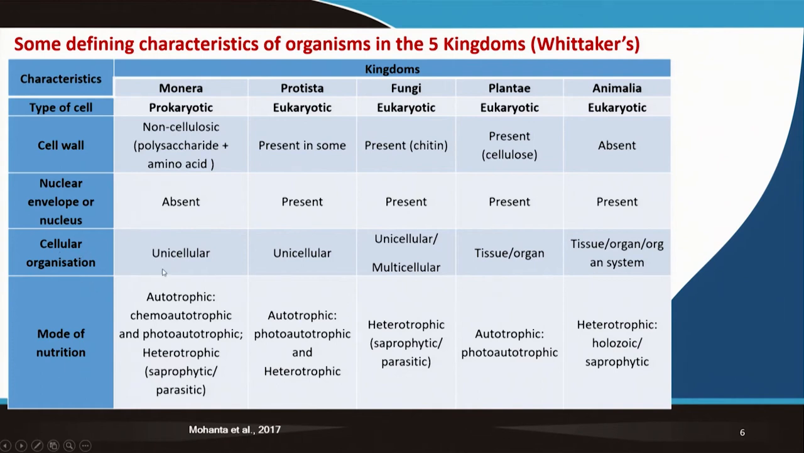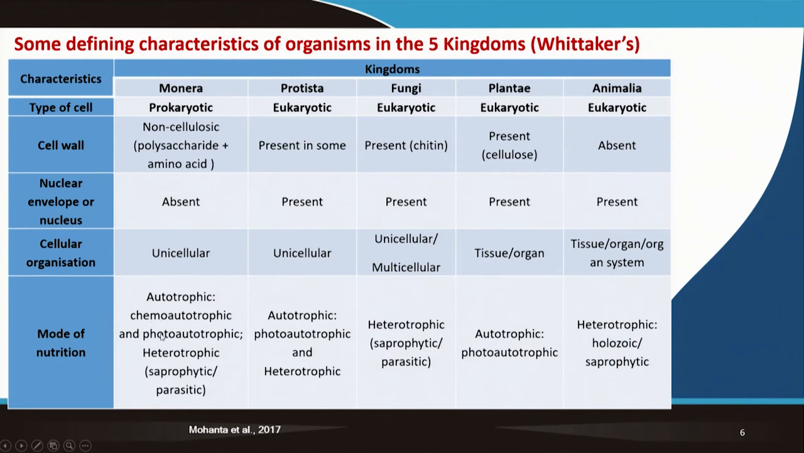In terms of cellular organization, prokaryotes are always unicellular. Protists are also always unicellular. Fungi are unicellular or multicellular. So if you have yeast cells, if you have mold, some molds are unicellular, some are multicellular. And mushrooms are examples of multicellular fungi. Plants have tissues and organs, and so do animals. So these are higher organisms, which we are not going to be dealing with, but it's important to remember that they exist. And then we have a mode of nutrition.